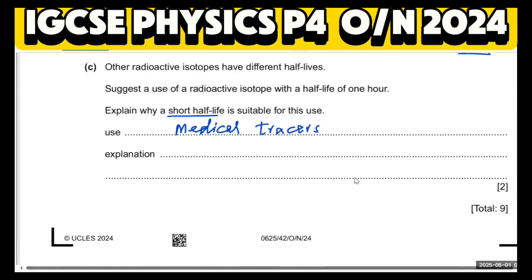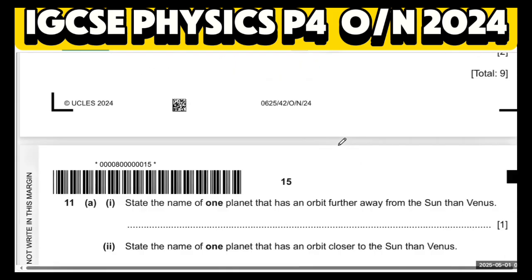Okay, what is the explanation? So for short half-life, it decays soon, it doesn't stay in the human body, and it decays fast, and it will not be as harmful as a long half-life.